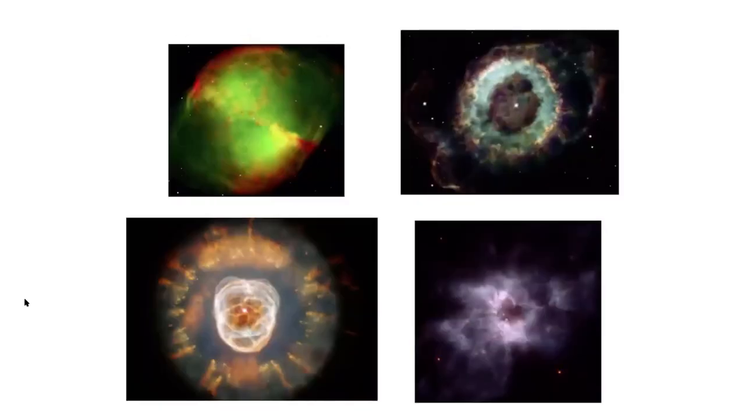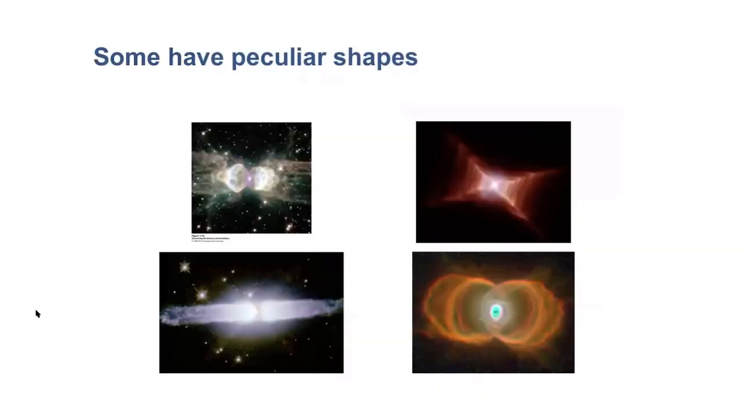Here's a few more. We've got the Dumbbell Nebula in the upper left. We've got, I think, the Eskimo Nebula in the lower left. This one's called the Ghost Nebula. These all have interesting names because they're fascinating and some of the most photogenic things in our galaxy to look at with a telescope. Here's some more. They're not even all round. Here are some that have peculiar shapes.